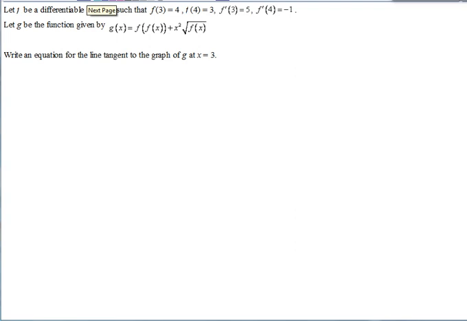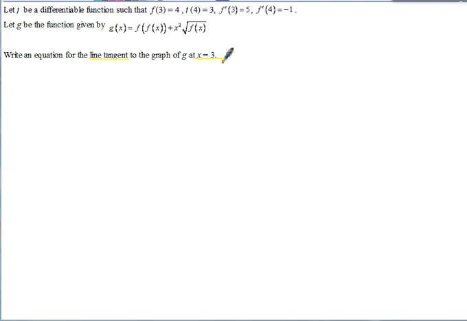Alright, let's take a look at another one. They give you some information up at the top, and they ask you to write an equation for the line tangent to the graph at x equals 3. Whenever you're trying to write the tangent line, you always need the same two things: the point of tangency and the slope.